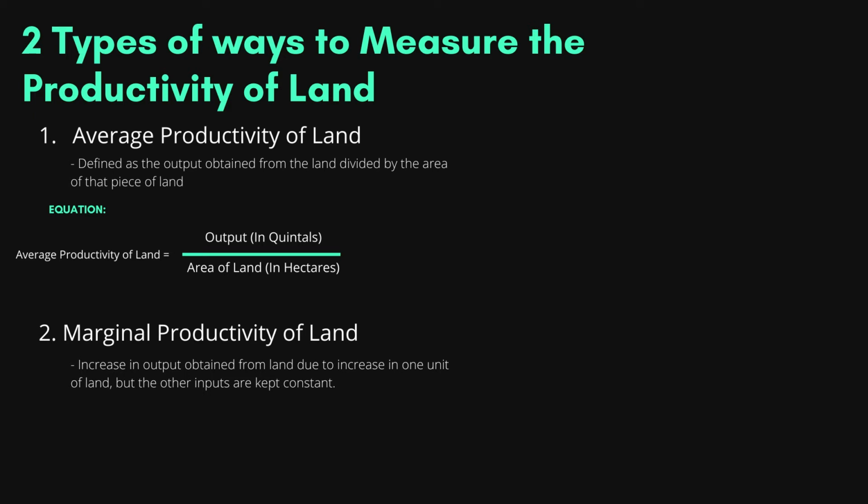So the second one is the marginal productivity of land, which means an increase in output obtained from the land due to an increase in one unit of land, but the other inputs are kept constant. To add on that, the marginal product of land is the additional output gained from adding another unit of land. So this might apply to a farmer who purchased a field adjacent to her existing property or a factory owner who increases the square footage of her facility.